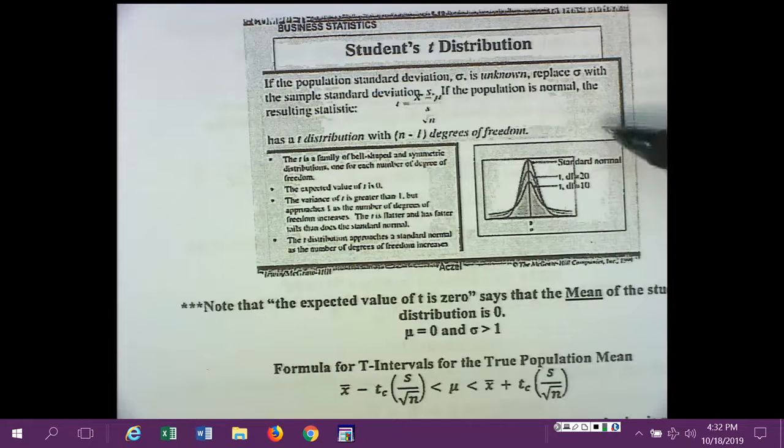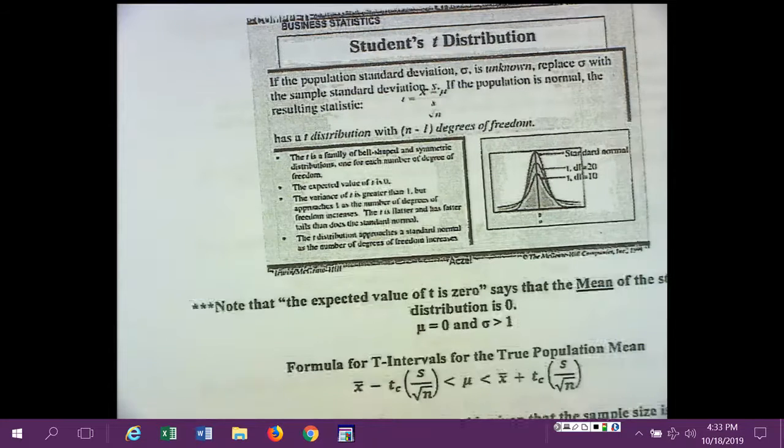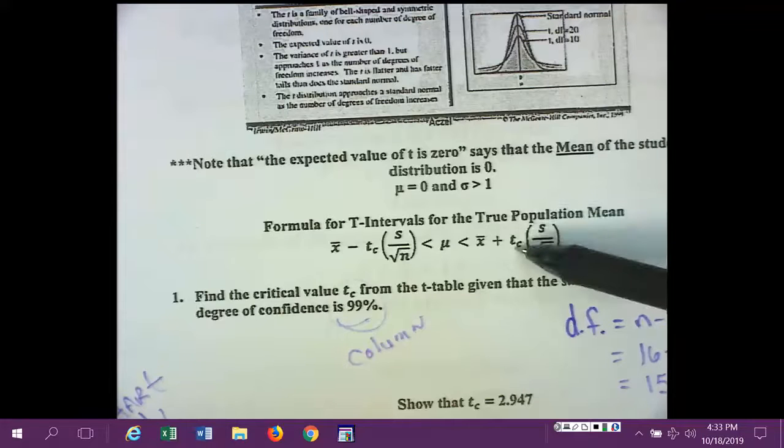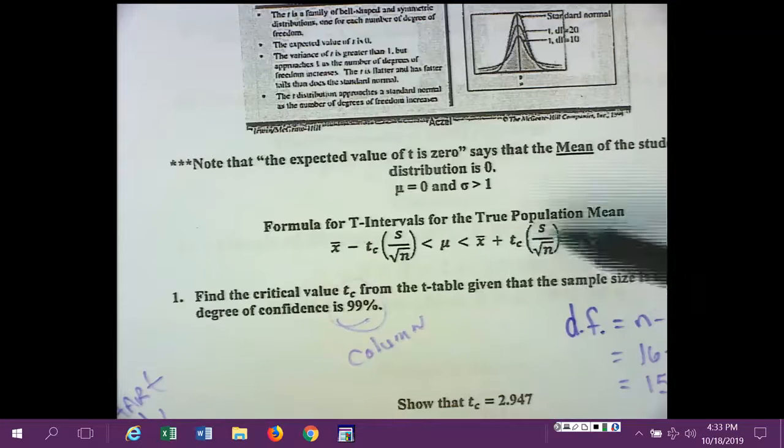Please be familiar with the properties of both the z-distribution and the t-distribution, the properties they share, and the properties in which they do not share. The formula from your formula sheet involving a t-interval for the mean replaces the z with the t from the t-table and sigma with s, sample standard deviation.